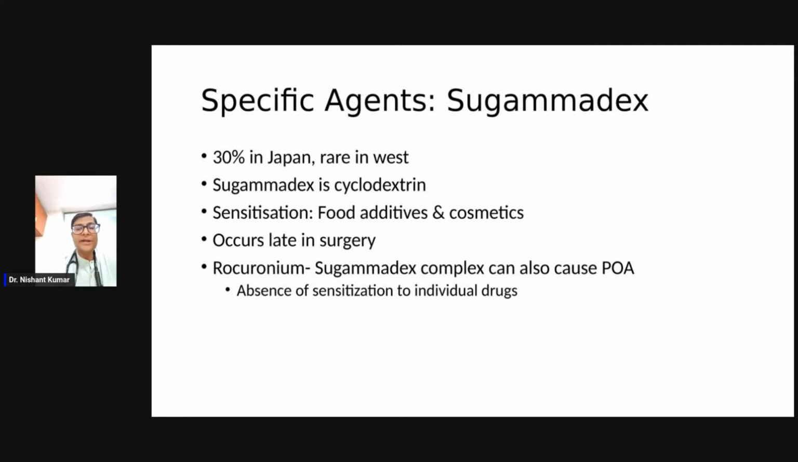Sugammadex. Now the use of sugammadex is increasing. In Japan, there's an incidence of around 30% of anaphylaxis with sugammadex, but it is rare in the West. It is a cyclodextrin, and it again is common in patients who are allergic to food additives or cosmetics. Again, it occurs late in surgery during reversal only. And remember, the complex itself can also cause perioperative anaphylaxis. In spite of the patient not being reactive to rocuronium or sugammadex per se, the complex itself can be allergic. Next, please.